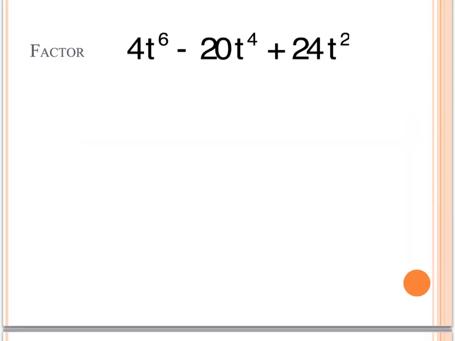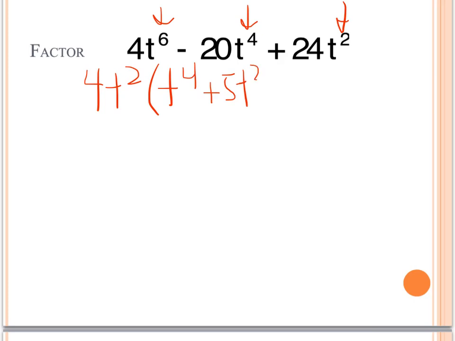So let's try this one. 4, 20, and 24, all divisible by 4. T to the 6th, t to the 4th, and t squared means I can take out at least t squared from each. So I'm going to be left with t to the 4th plus 5t squared plus 6. Which looks an awful lot like the p problem we had before.